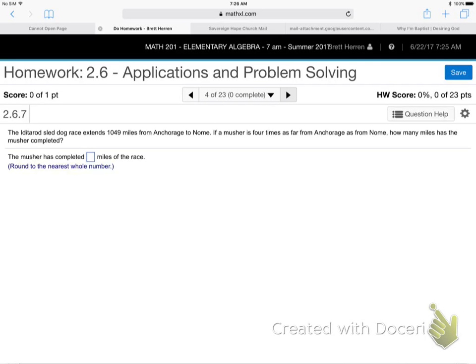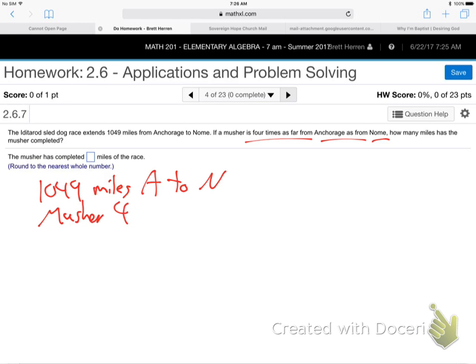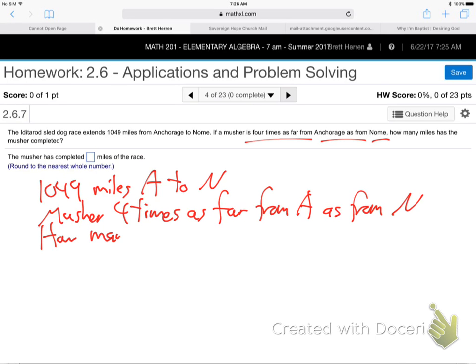All right, so we've got this dog race thing. It's 1,049 miles from Anchorage to Nome, in Alaska. If the musher is 4 times as far from Anchorage as from Nome. So the musher is 4 times as far from Anchorage as from Nome. How many miles completed?